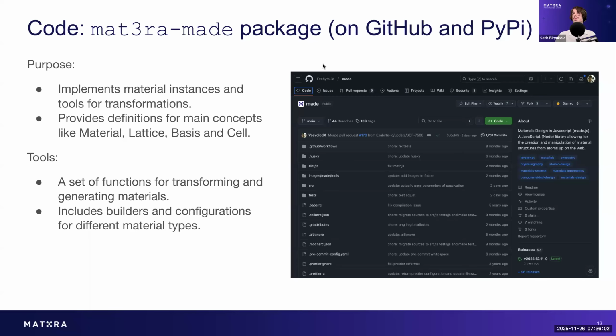Next one is Mat3ra made package, which is also available on GitHub and PyPI, where we implement material instances and tools for transformations inside of Python. It has basic definitions for concepts such as material, lattice, basis, and cell, as well as a set of tools and analyzers to build more complicated structures.